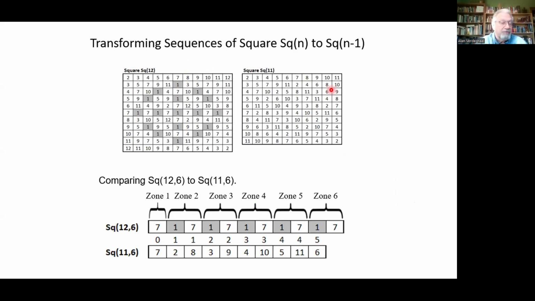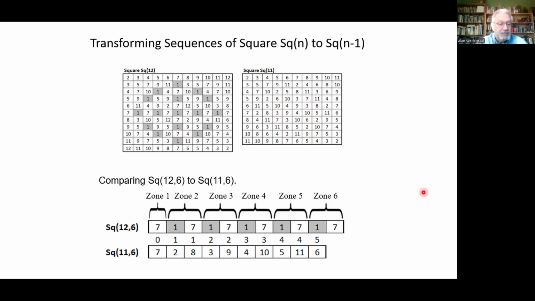So how about the reverse direction? Transforming sequences of the square SQ of n to SQ n-1. So we're going in reverse. In this case, we're going from SQ12 to SQ11. These sequences are going to be converted into these sequences. This pattern of ones will disappear after that reverse transformation method is done.